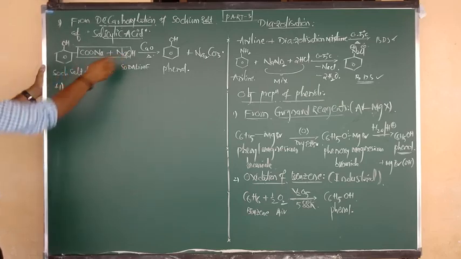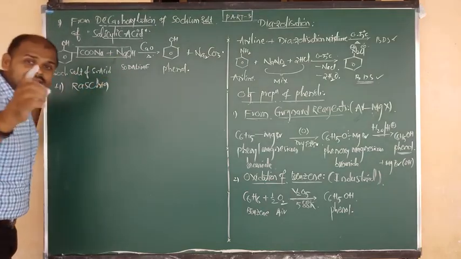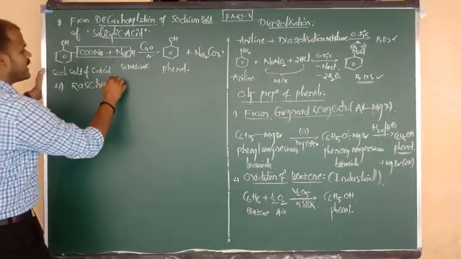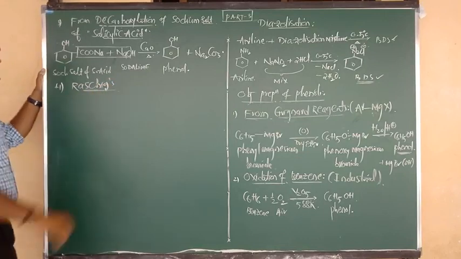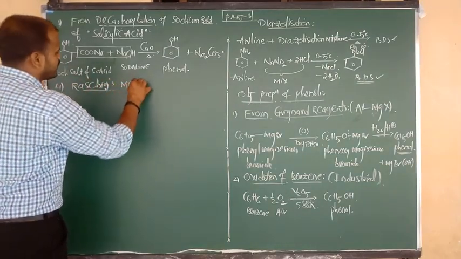Again from the objective point of view, the last method, such a method we studied in the haloalkanes and haloarenes chapter. The reaction name is called Raschig's process, or we can say Raschig's method.